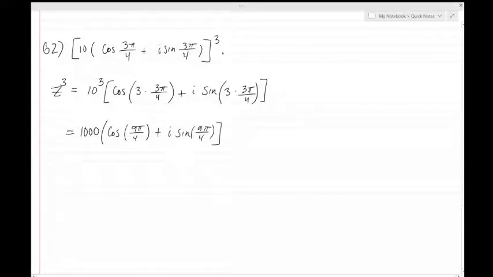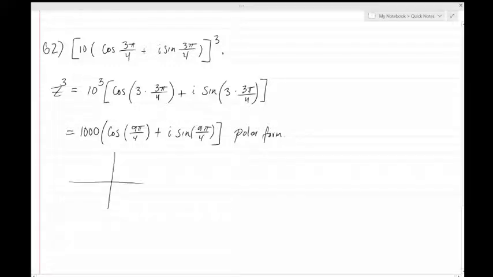Okay, so at this point we're ready to figure out the conversion, right? Right now we are in polar form, and we could have left that as our final solution if the indications didn't say that we needed to leave it in rectangular. Okay, so 9 pi over 4. Let's try to figure out 9 pi over 4.